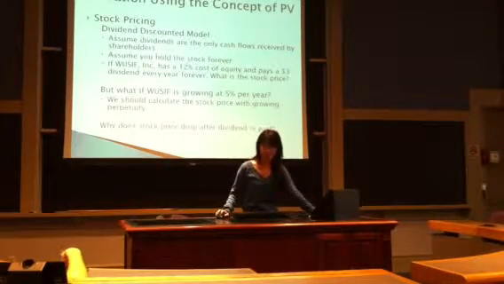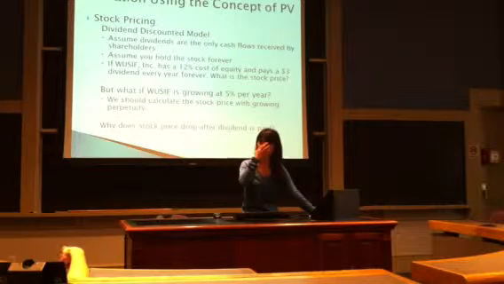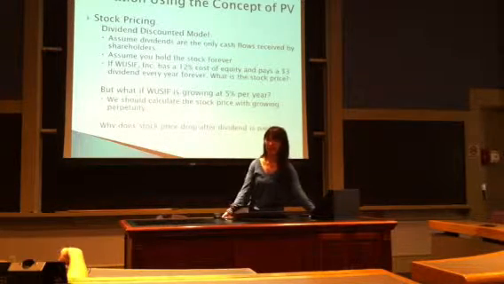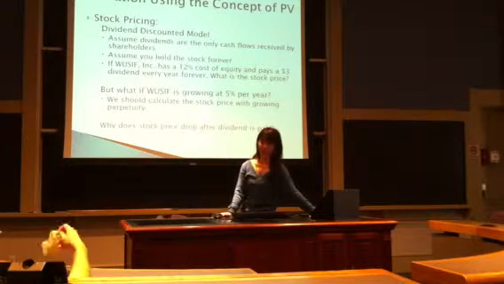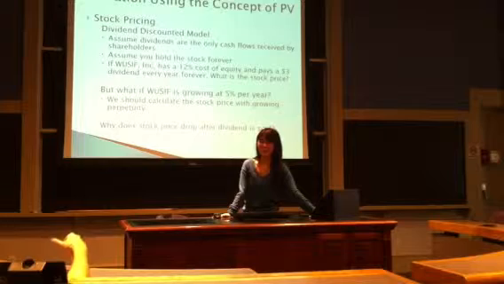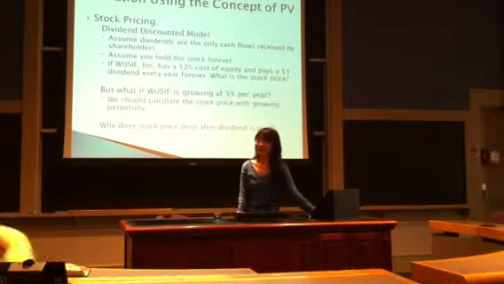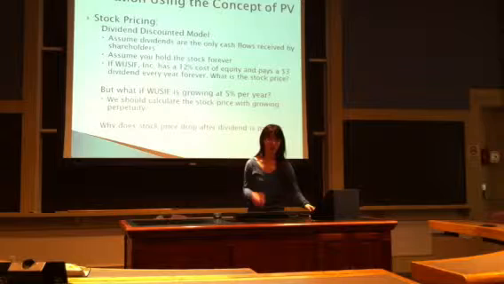But this model does explain, I think, very well why the stock price dropped after the dividend is paid. So usually, for example, if a company pays a special dividend of $5, usually after that, the stock price will drop by about $5. So think about it from a standpoint of value.